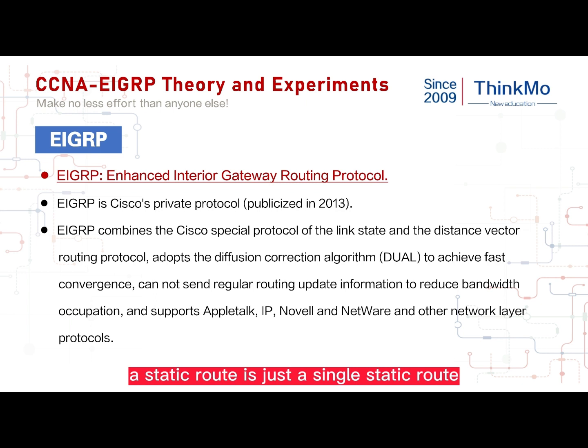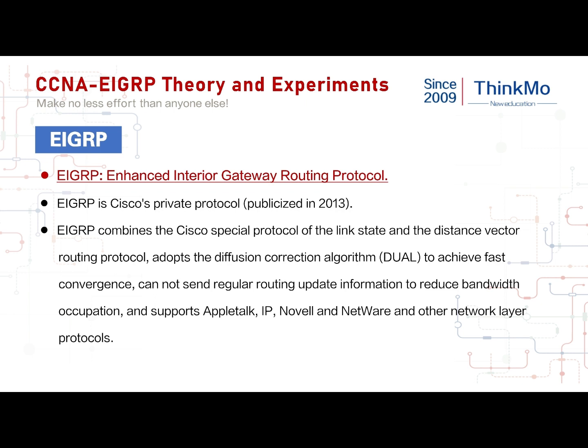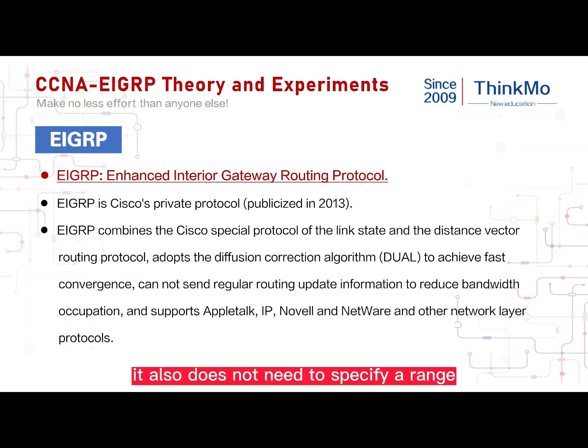A static route is just a single static route, because it has no algorithm. It also does not need to specify a range. Static routing can also be used on the public network, because it is not an algorithm. So it does not belong to the IGP protocols or the EGP protocols. Let's explain IP. The others are not commonly used now so we're not going to explain them.